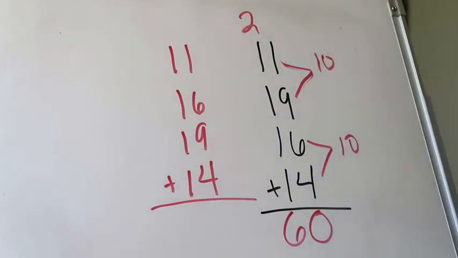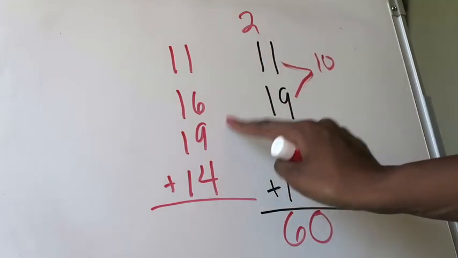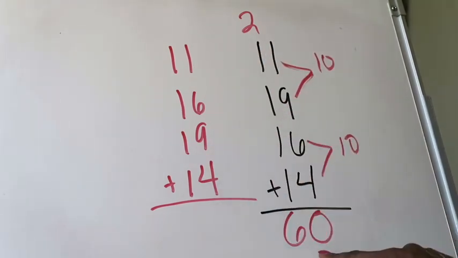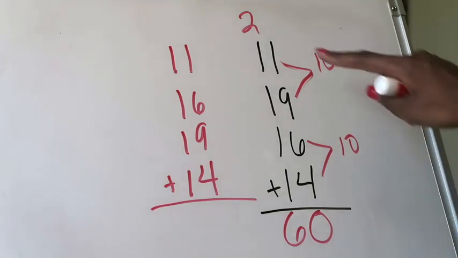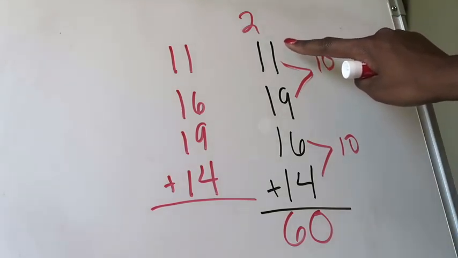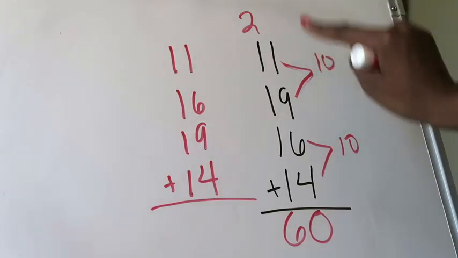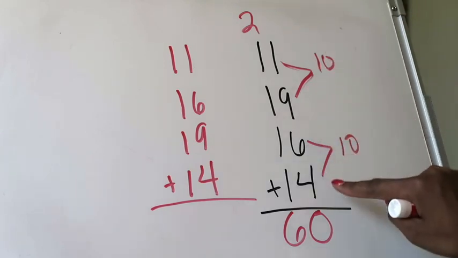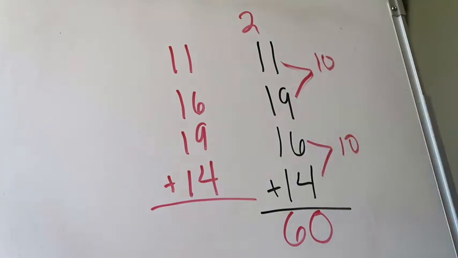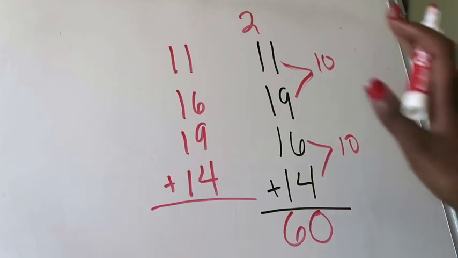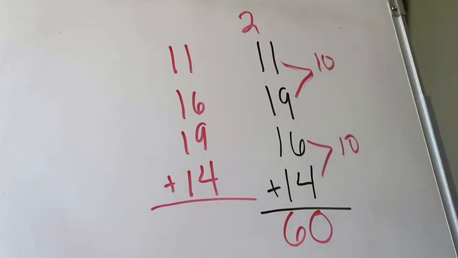So this tells me that the sum of 11 plus 16 plus 19 plus 14 is going to be 60, even though I changed the order using the commutative property and wrote it as 11 plus 19 plus 16 plus 14 because I wanted to create those tens. So that example is a specific way that you could use the commutative property to make the addition a little bit easier for your mind.